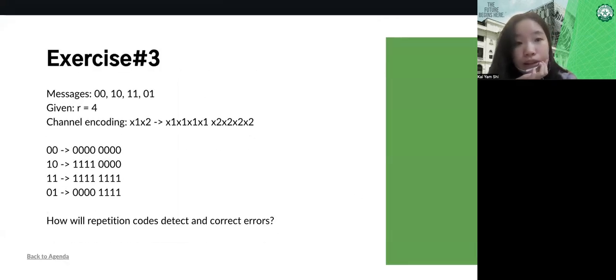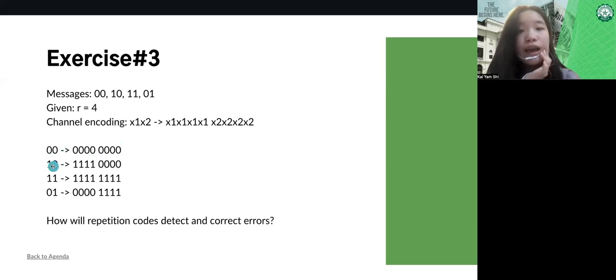So we will try this exercise. We have these messages and the given repetition is equal to 4. So this means that for each bit, it should be repeated 4 times. And so we have the channel encoding, and we can see that x1 is repeated 4 times and x2 is repeated 4 times. So we try with 0, 0. We first repeat 0 4 times, so we have 0, 0, 0, 0, and then another 4 times for 0.